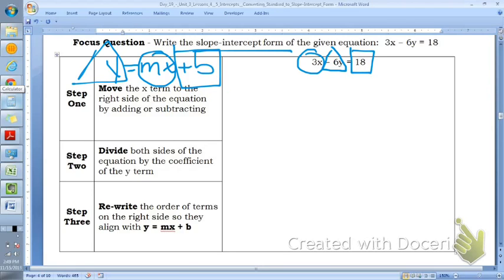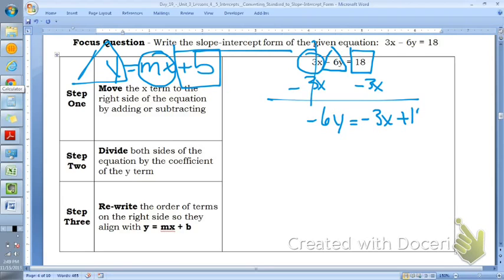To do this, the first thing you want to do is move that x term right after the equal sign. Or think of it like this: subtract 3x from both sides of the equation. Just when you write what you have after you subtract your 3x, negative 6y is equal to, make sure you write your x term first though, negative 3x, and that 18 never moved.